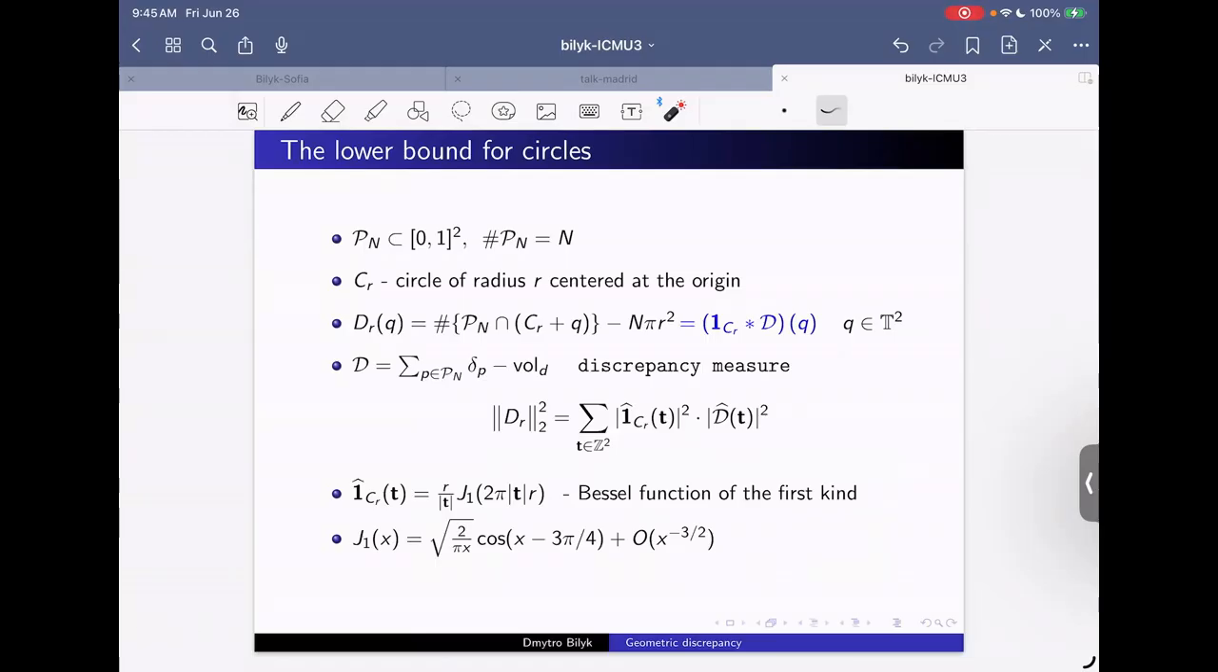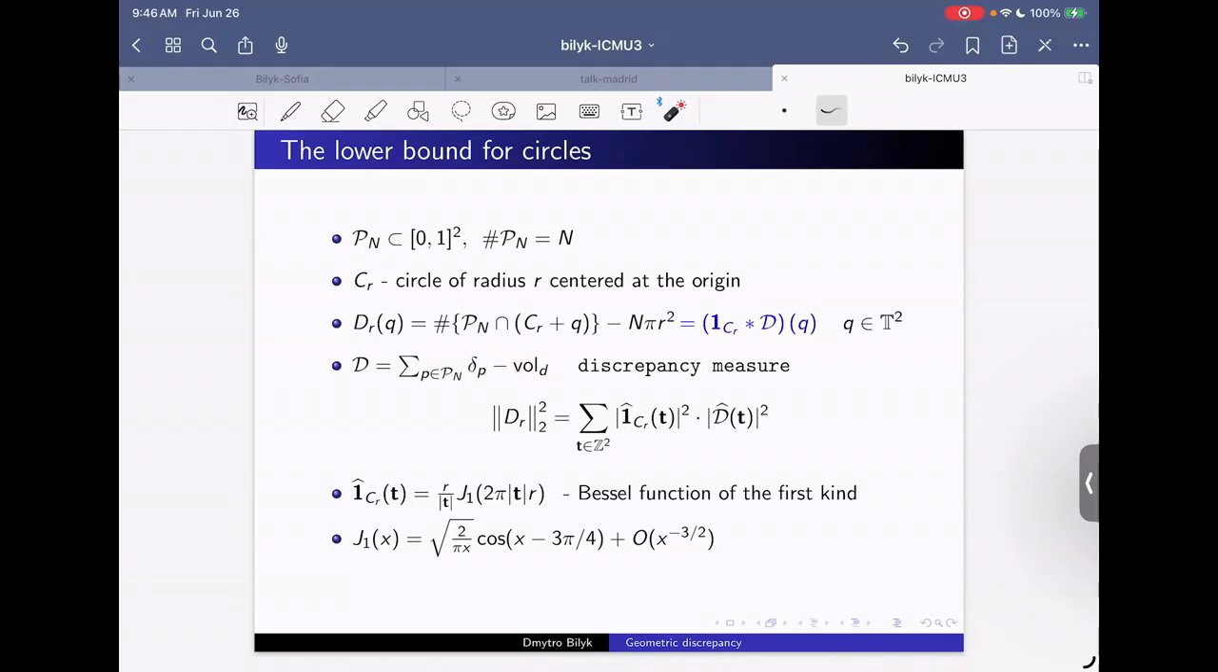So in this case, the setup will be a little bit different. Since I said we're going to use Fourier series, we're going to treat the unit square as the two-dimensional torus. We'll be looking at periodic discrepancy. All right, and again, we fix a circle of radius r, and we'll look at the discrepancy as a measure. Okay, so you write the discrepancy measure. Again, it's the sum of Dirac delta functions minus the Lebesgue. Oops, there should be an n here. I forgot it. N times the volume.